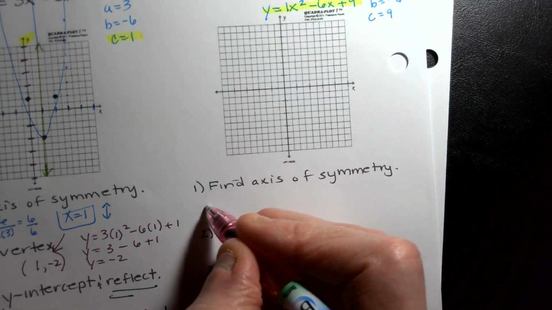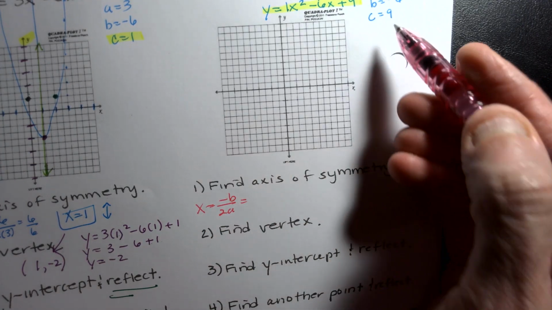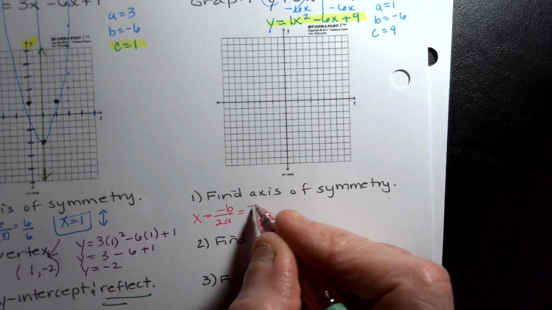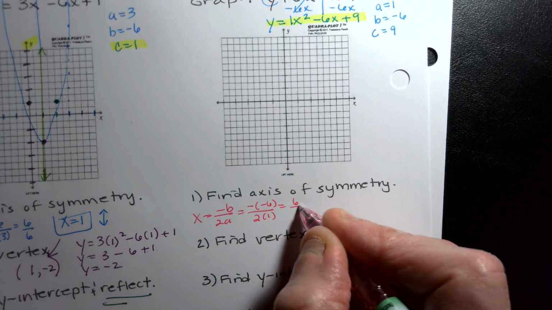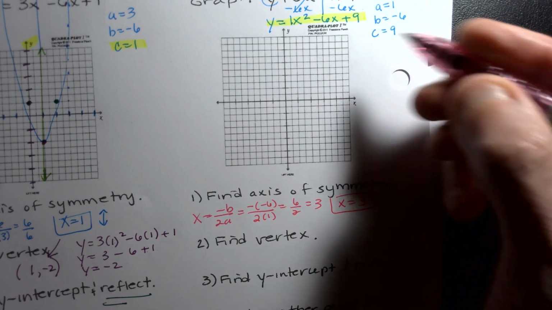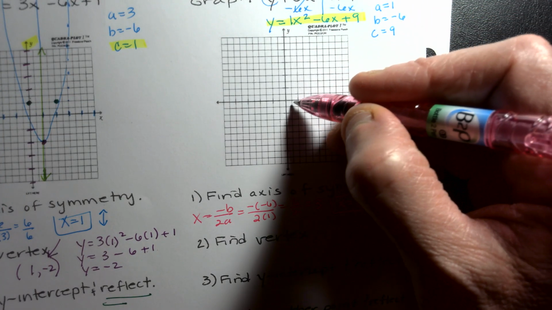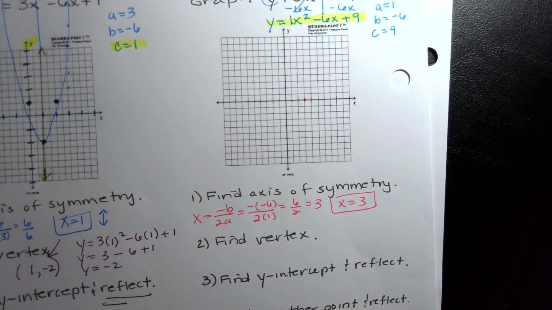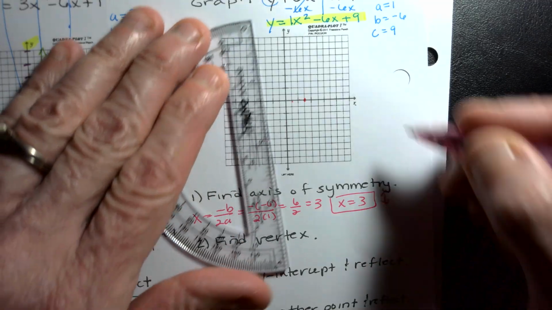Axis of symmetry, x equals -b over 2a. The opposite of b, it's a -6. So -6 over 2 times 1 equals 6 over 2 equals 3. X equals 3. I'm going to go graph it, and I'm not going to count by the bigger dashes this time. 1, 2, 3. Draw my line right through it. It's always vertical. Always vertical.